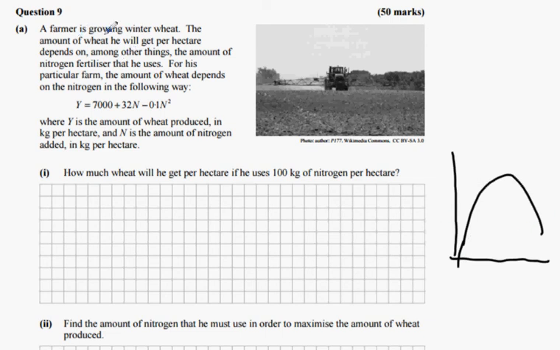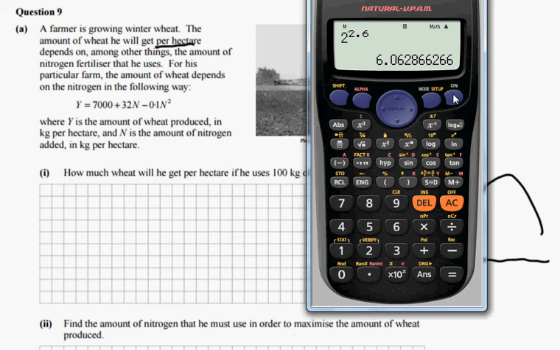Now what it says is, a farmer has grown winter wheat. The amount of wheat he'll get per hectare depends on, amongst other things, the amount of nitrogen fertilizer he uses. For his particular farm, the amount of wheat depends on the nitrogen in the following way. So what I can do here is, I can match this equation using my own language. F of x is going to be y. And instead of using n, what am I going to use? I'm going to use x. Okay?